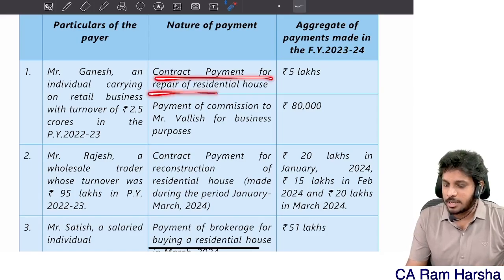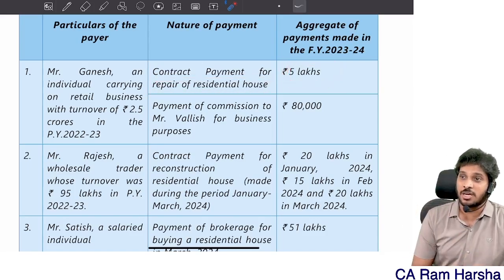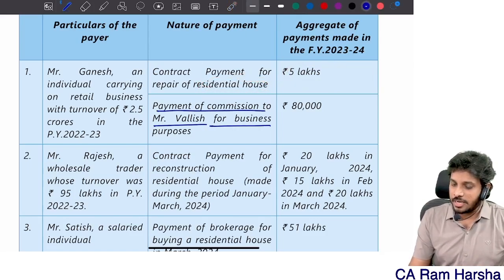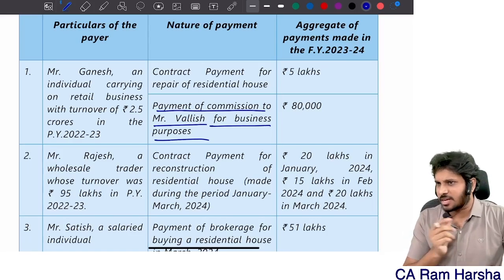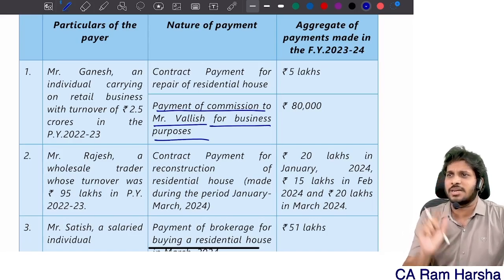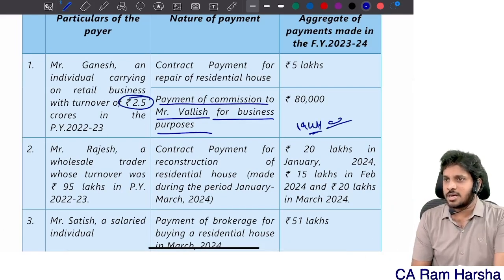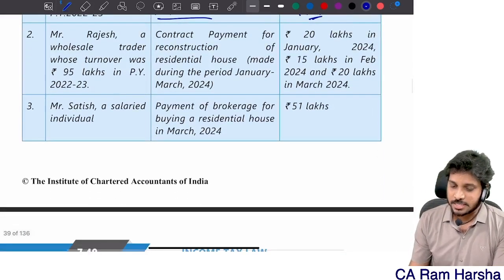So contract payment for repair of residential house, 5 lakh we paid. Actually contract payment in a year crossed how much? 1 lakh. But since it is residential purpose, no TDS. Correct? Payment of commission to Wallish for business purpose. Since it crossed 15,000 rupees, for commission threshold limit is what? 15,000. 194H. Yes or no? 194H is applicable because its turnover is 2.5 crore in the preceding financial year. No exemption. Correct?